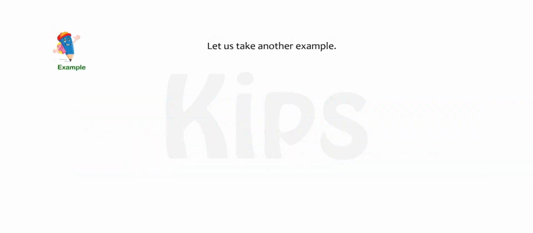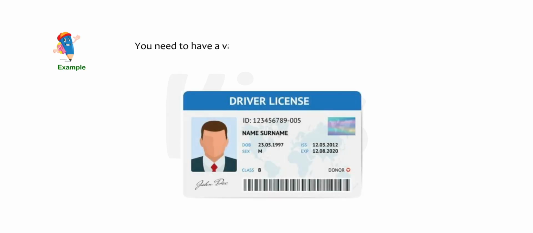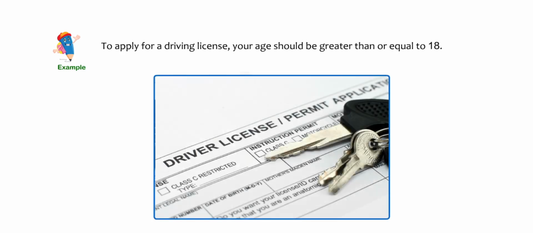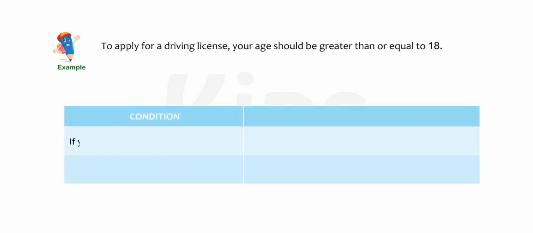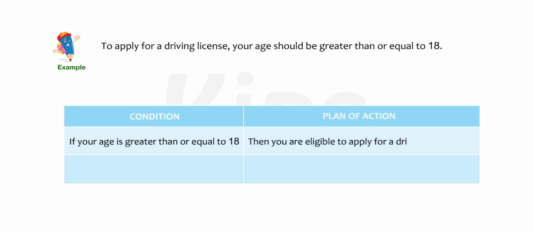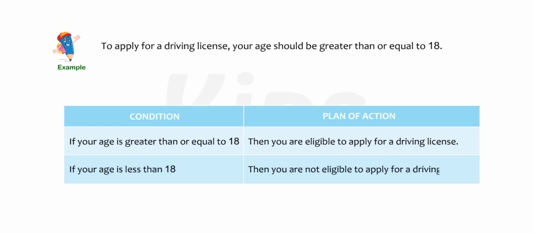Students, let us take another example. You need to have a valid driving license for driving any vehicle. To apply for a driving license, your age should be greater than or equal to 18. Condition: if your age is greater than or equal to 18, plan of action: then you are eligible to apply for a driving license. Condition: if your age is less than 18, plan of action: then you are not eligible to apply for a driving license.